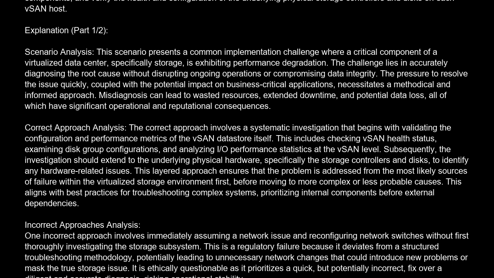The challenge lies in accurately diagnosing the root cause without disrupting ongoing operations or compromising data integrity. The pressure to resolve the issue quickly, coupled with the potential impact on business-critical applications, necessitates a methodical and informed approach. Misdiagnosis can lead to wasted resources, extended downtime, and potential data loss, all of which have significant operational and reputational consequences. Correct approach analysis.